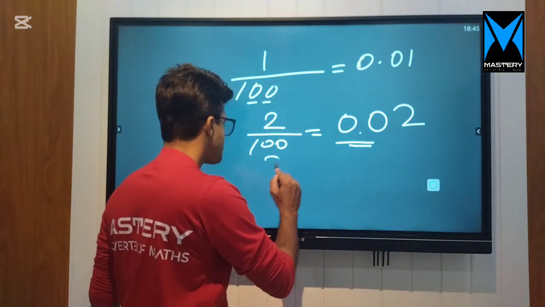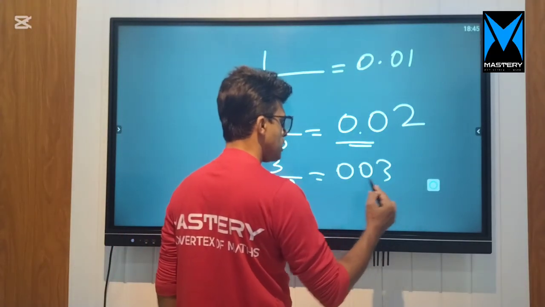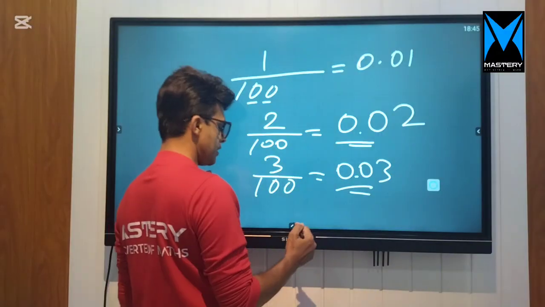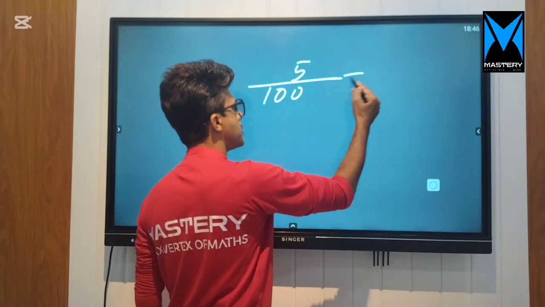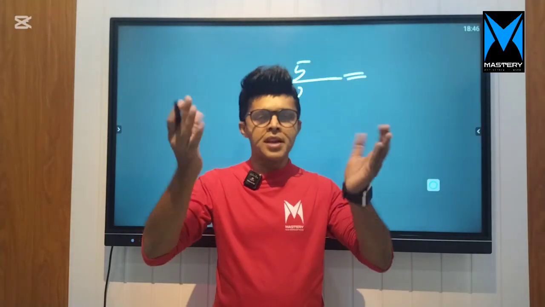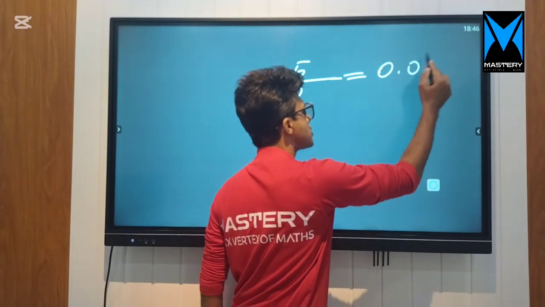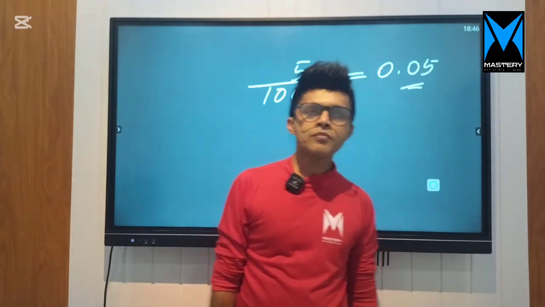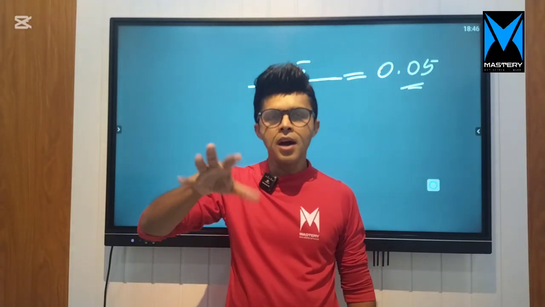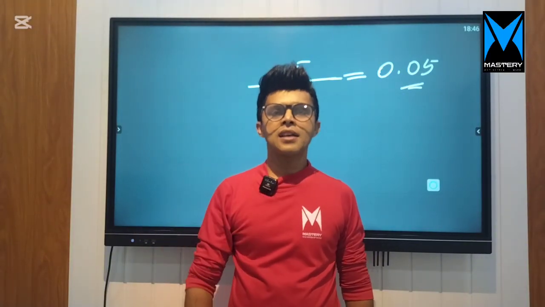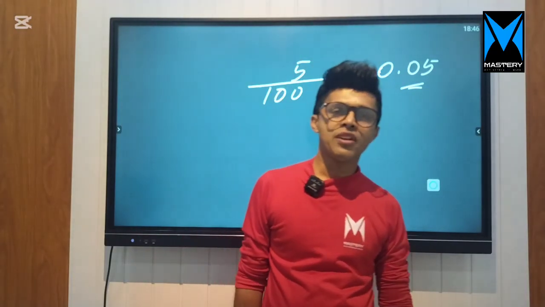This is said as 0.02. When you write 3 over 100, how can you write this? This is read as 0.03. Then how can you write 5 over 100? Just pause the video and think of the answer. It is 0.05. When you divide a certain part into 100 segments and take 5 parts from that divided part, that can be identified as 0.05. This is read as 0.05.